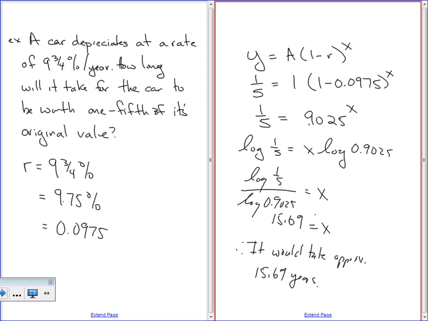Okay, so if you understand these examples, you'll be very good for the ones on the test. So the most common mistake people make is messing up the R value. Okay, remember you have to change it to a decimal.